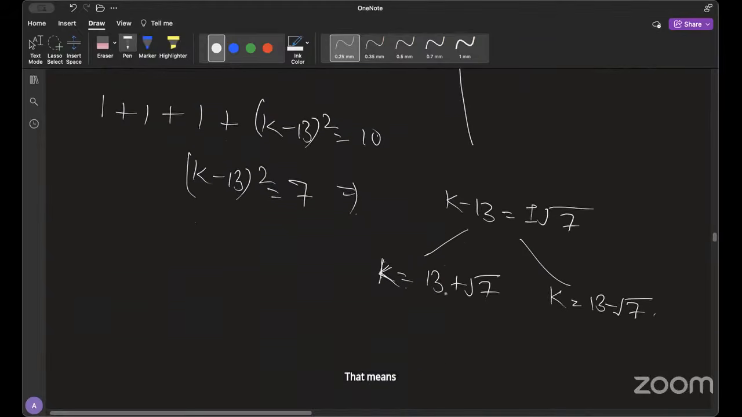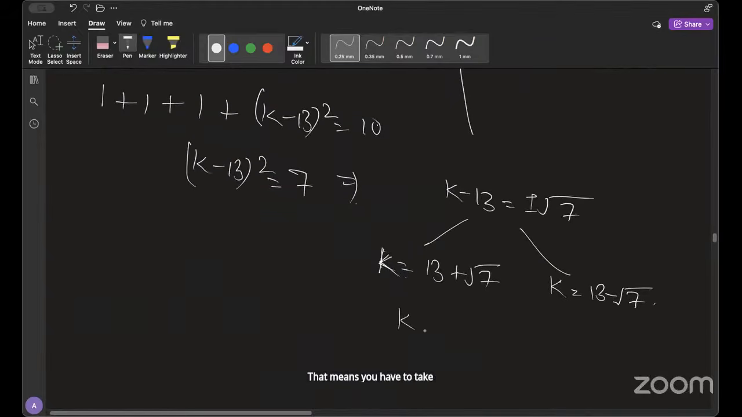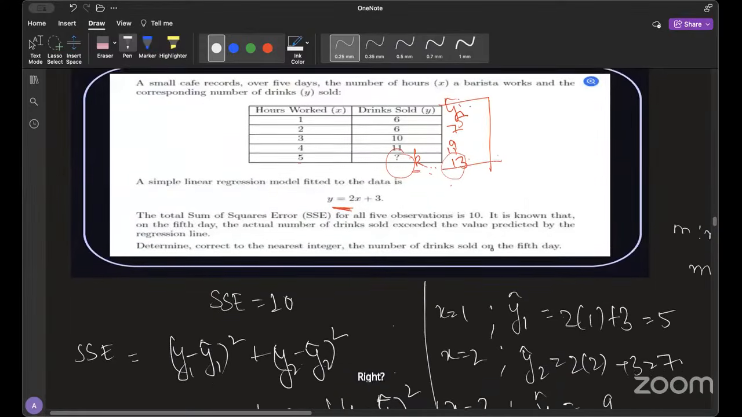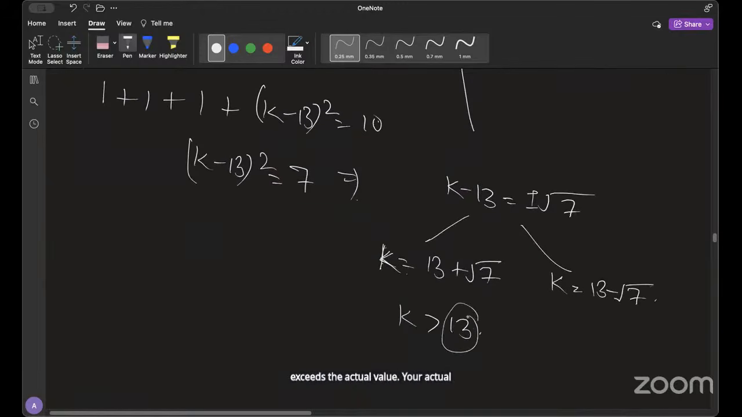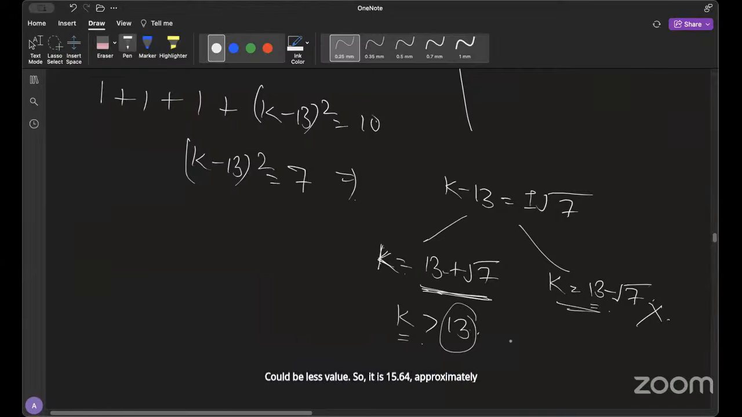That means you have to take K greater than 13, right? It says it exceeds the actual value. Your actual value is 13 on the 5th day, and K should exceed 13. Now, if you subtract something from 13, this is definitely not going to work, so the lesser value will be discarded. Right? Root 7 is 2.64, so it is probably 15.64, which should be approximately 16.